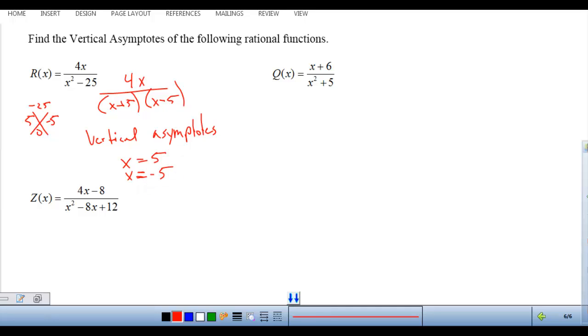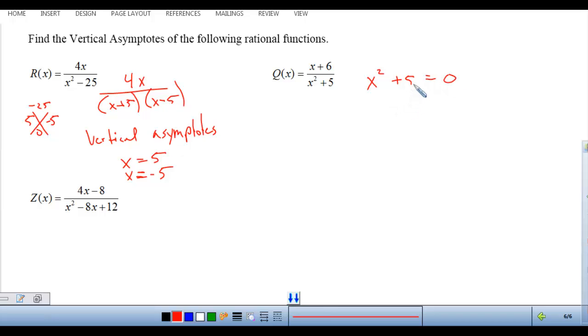And in this, q of x equals x plus 6 over x squared plus 5. I factor again, or I look to factor the denominator. It doesn't appear to be factorable. And so I'll go ahead and just set it equal to 0. Do a little rearranging.